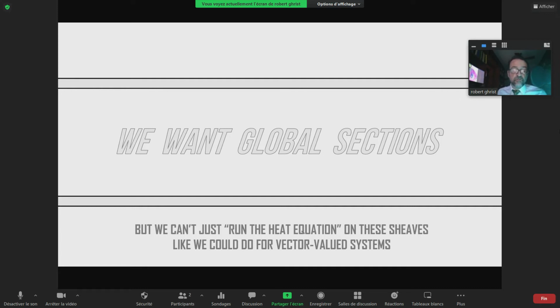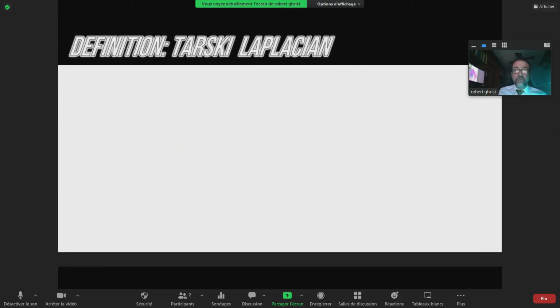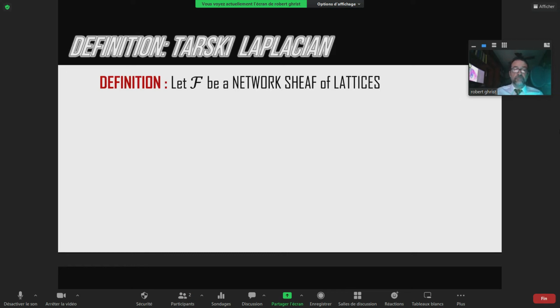We can't just do what we did yesterday and run the heat equation on this system, because I don't know how to do differential equations on these lattices. I don't know how to set up a heat equation. What's the Laplacian? But it does sort of point us in the right direction for what to do. If we had a Laplacian or something that morally acted like a Laplacian, we might be able to do something. Here is a proposed definition for what the Laplacian should be. Hans Riess and I call this the Tarski Laplacian.